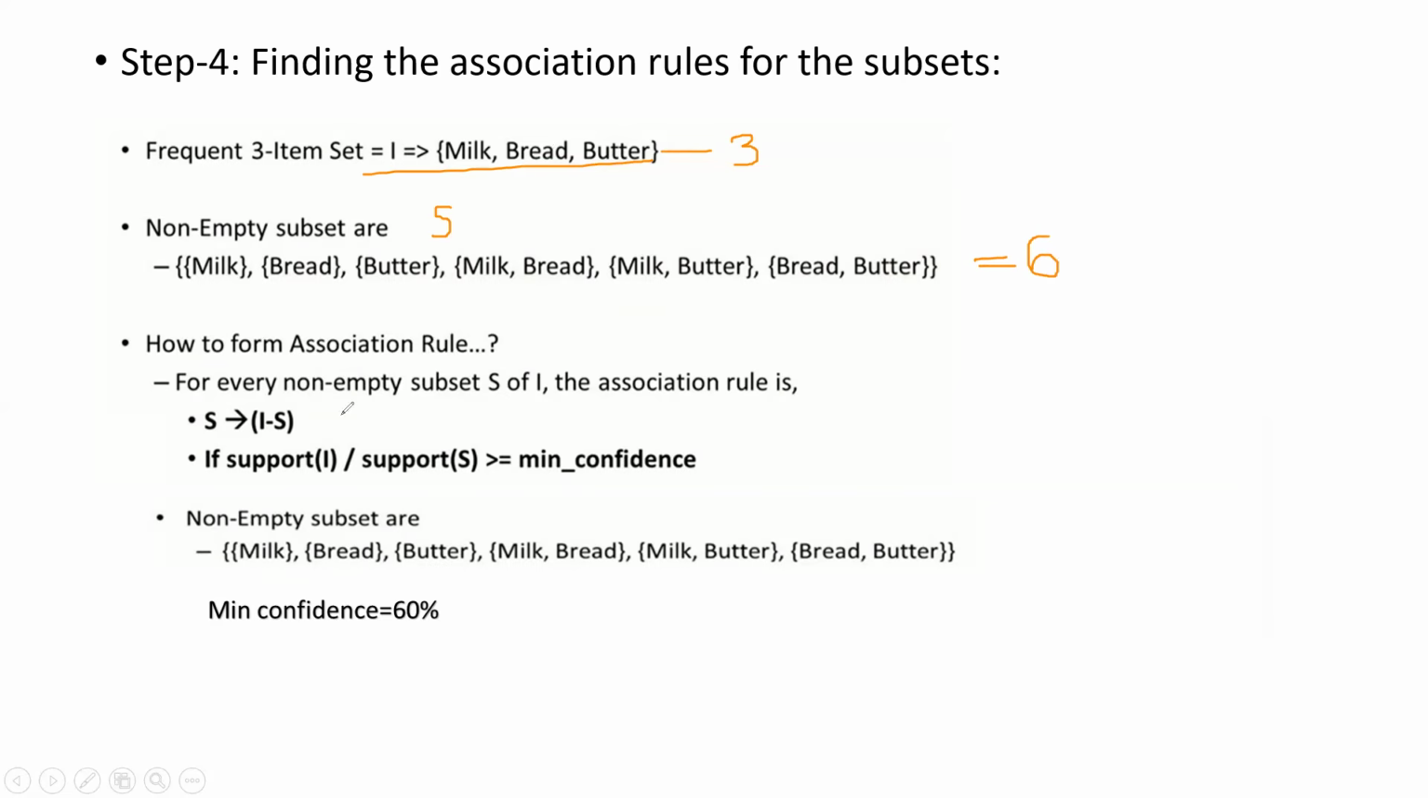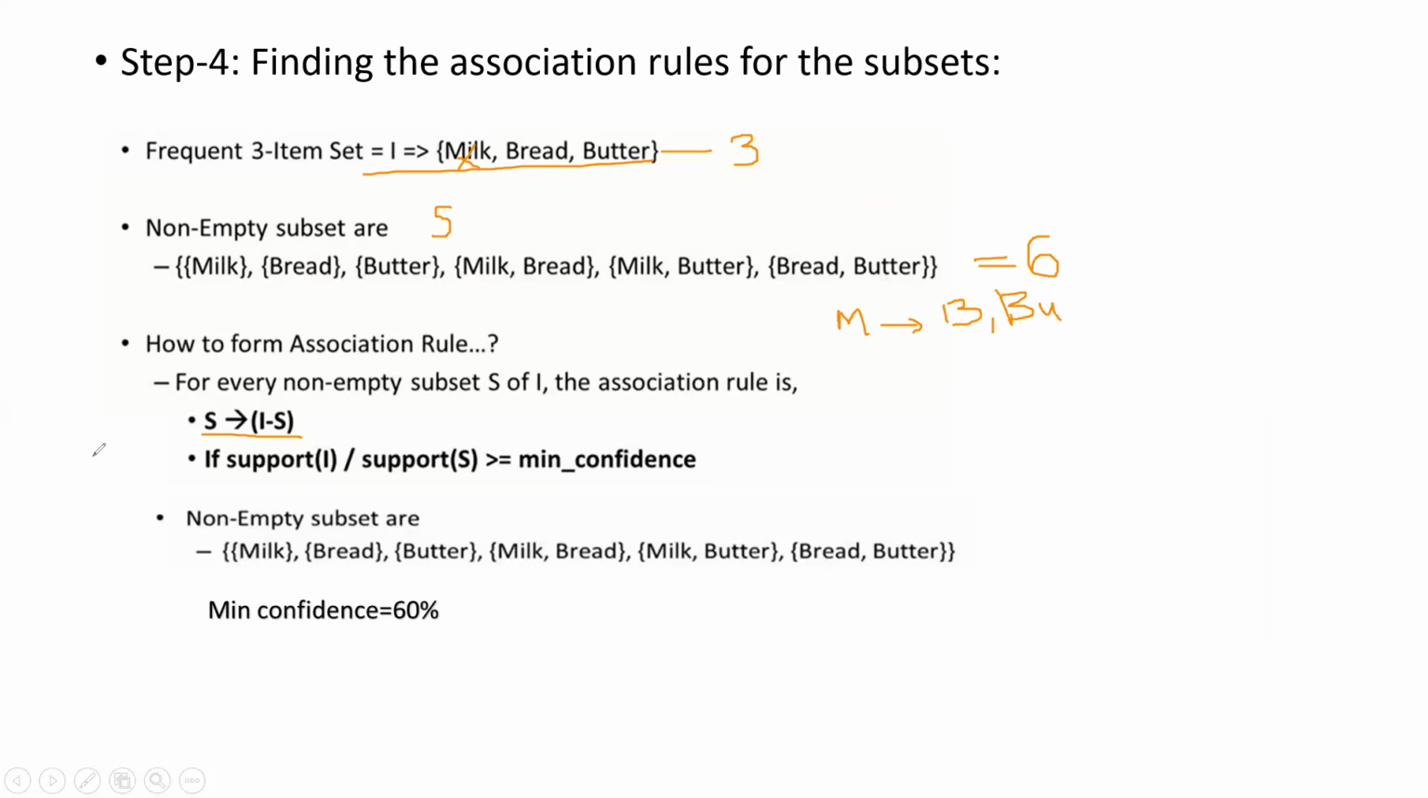So for these 6 rules, how do we make them? This is the association rule making: S tends to I minus S. So what is S, the first one? Milk. So milk tends to, from the item set milk, bread, butter, correct? What is I? Milk, bread, butter. I minus S, what is S? Milk. So from milk, bread, butter, we are removing milk. Then what will be? Milk to bread and butter. So rule number 1 is milk to bread and butter.